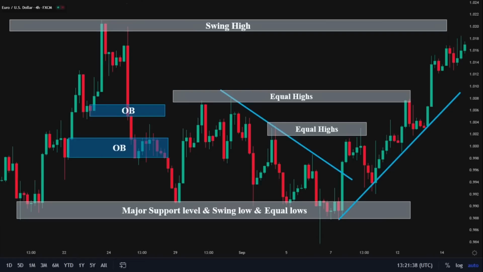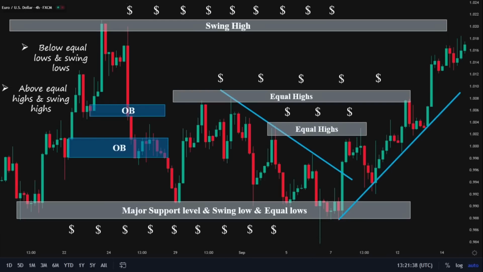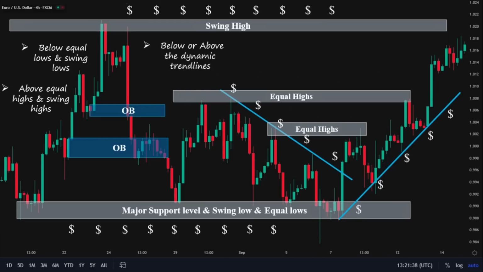So, if we want to survive in the financial markets as a profitable trader and prevent huge losses, we must be able to properly identify the liquidity zones on the chart. We can find liquidity below equal lows and swing lows. Above equal highs, swing highs. Below or above the dynamic trend lines or channels. Below or above order blocks.